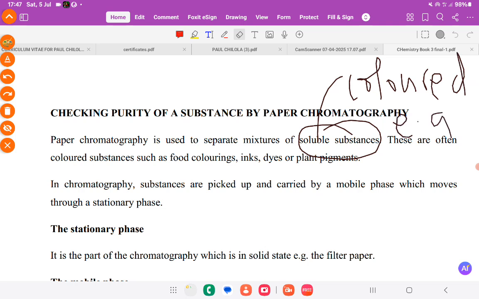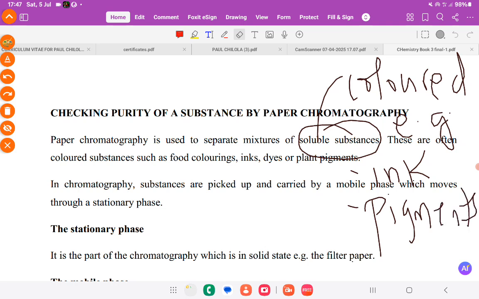For example, you have ink. You have pigments in different substances. Substances such as chlorophyll. How do you spell chlorophyll again? Chlorophyll is colored, as you might be aware. All these are colored substances.